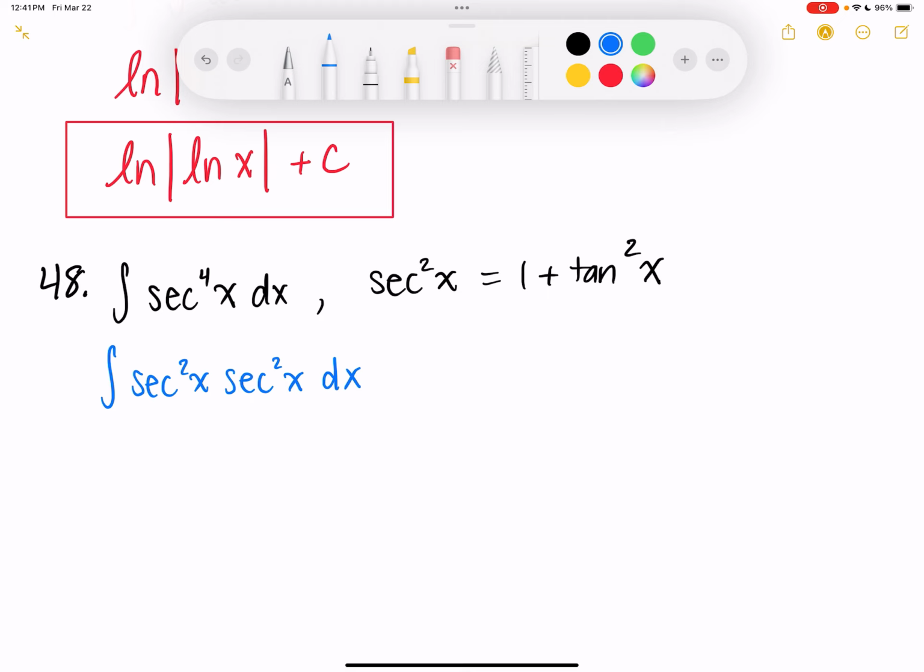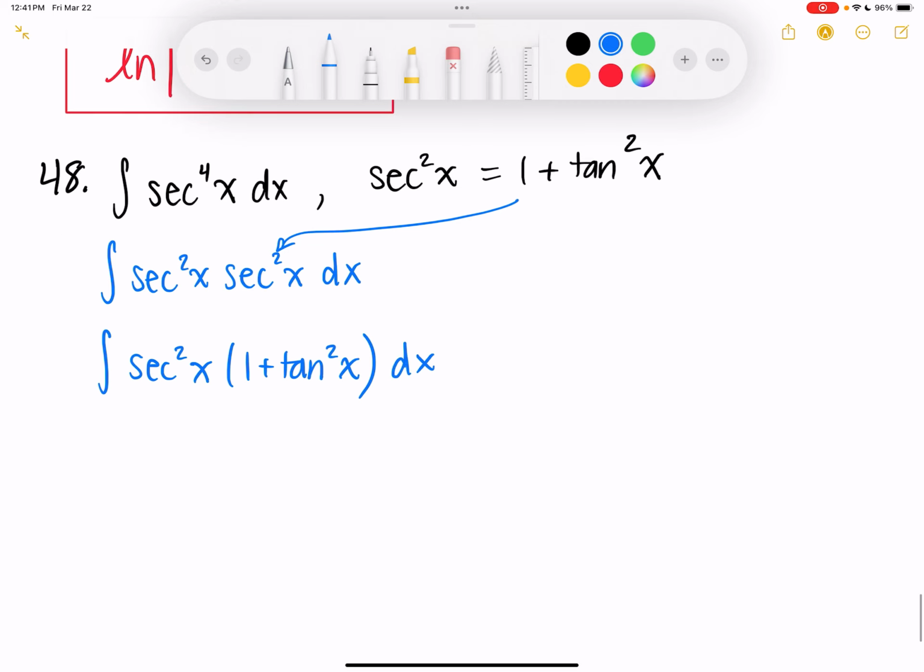Now I can use this substitution that they've given me, and replace this so that I have the integral of secant squared of x times 1 plus tangent squared of x, and then don't forget the dx. So now the question becomes, can I integrate this? Okay. Yeah, with u substitution I can.